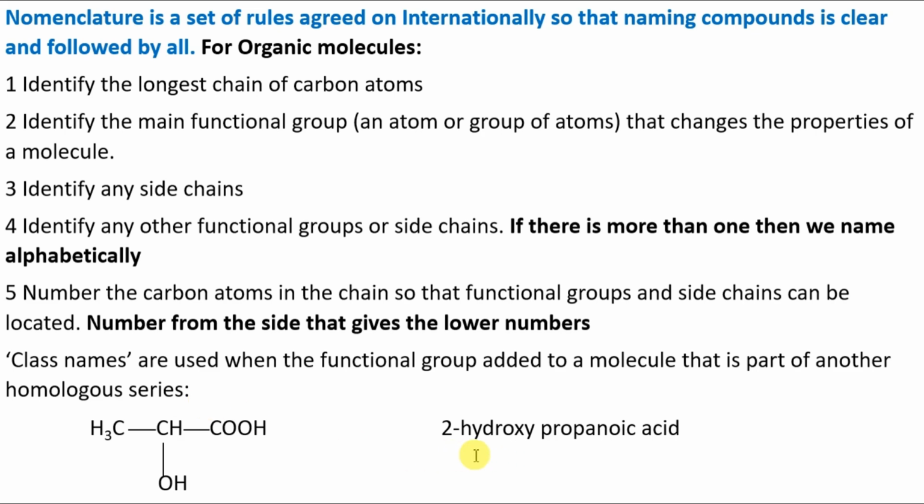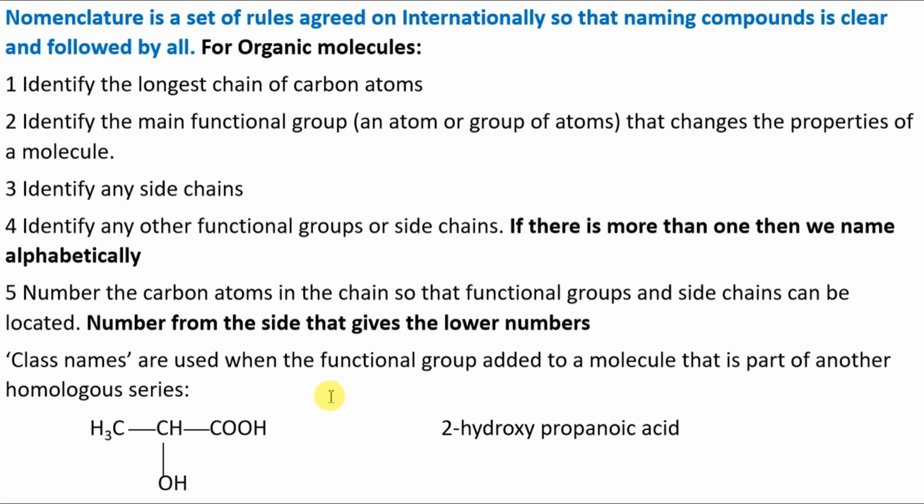My example, 2-hydroxypropanoic acid. I look at a chain of 3 carbons. That's the first step, the longest chain, prop. I look at the main functional group, COOH, propanoic acid. Any side chains? There are none. Any other functional groups? Yes, the OH, the hydroxyl group.